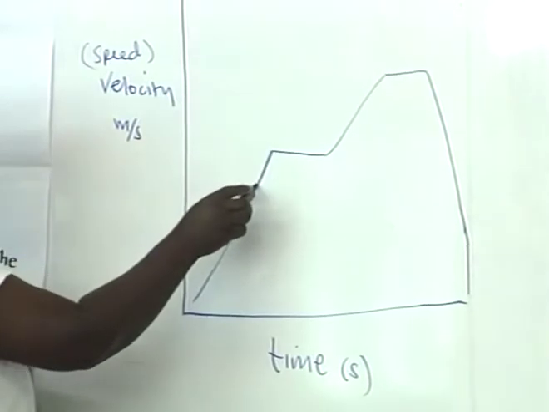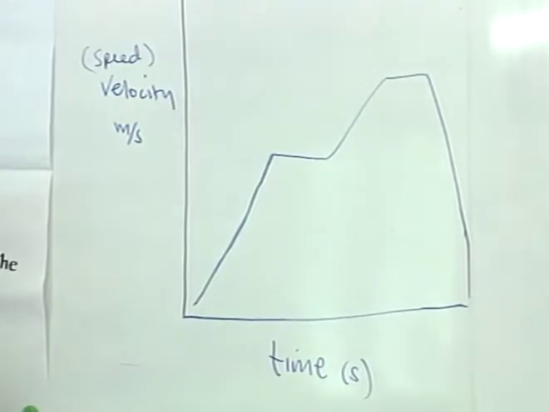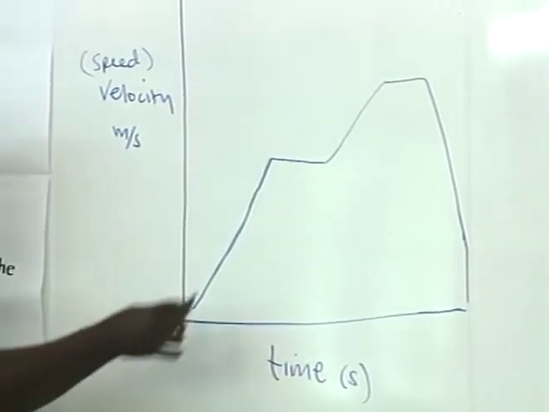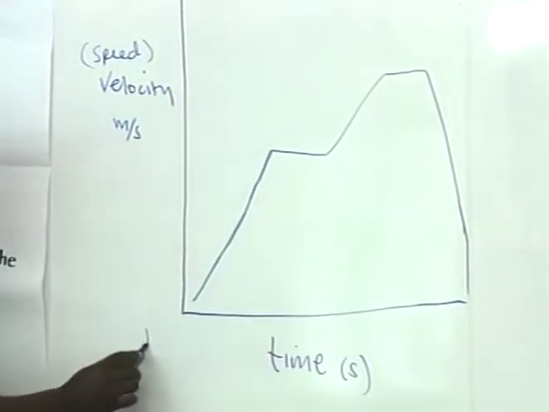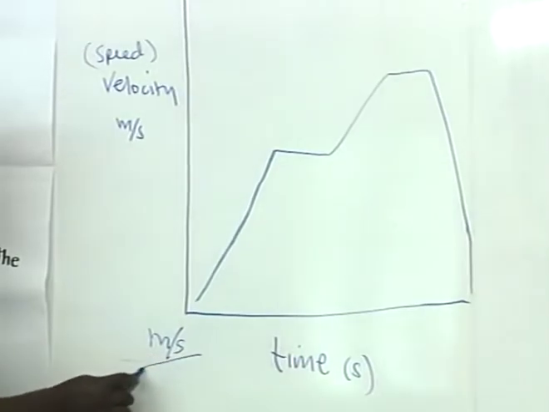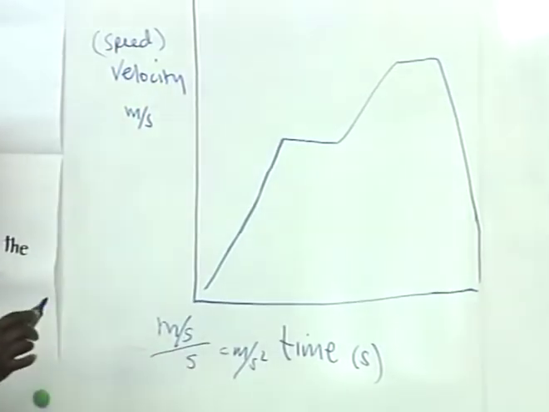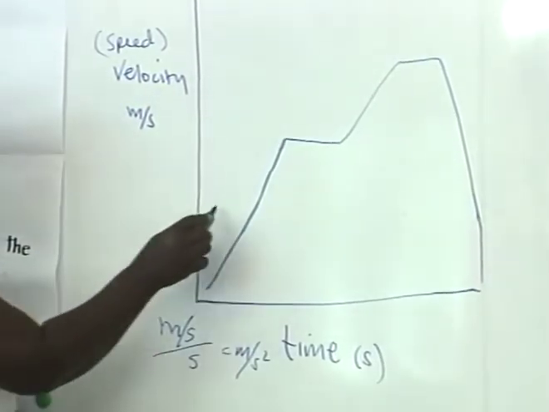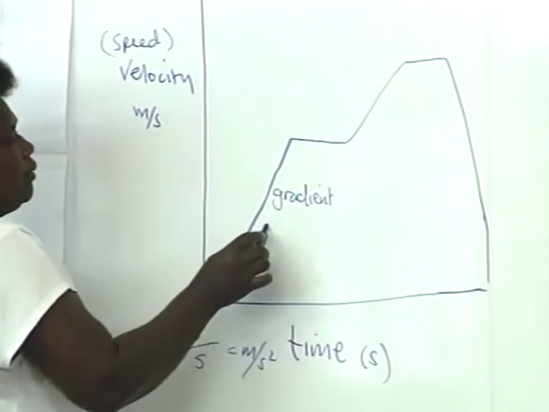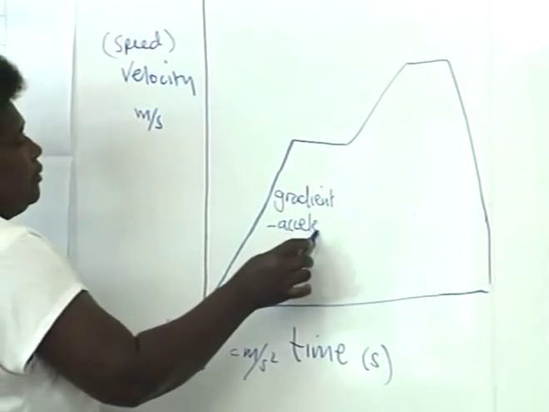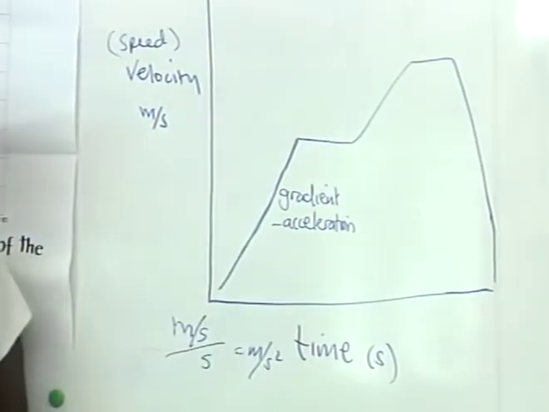Like I said, the gradient of this line will not give speed, it will give the acceleration, because the rise is meters per second and the run is seconds. So it's going to be meters per second over second again. That's why you end up with meters per second squared. Okay, so the gradient of this line is going to give acceleration. Okay, a horizontal line will mean what?